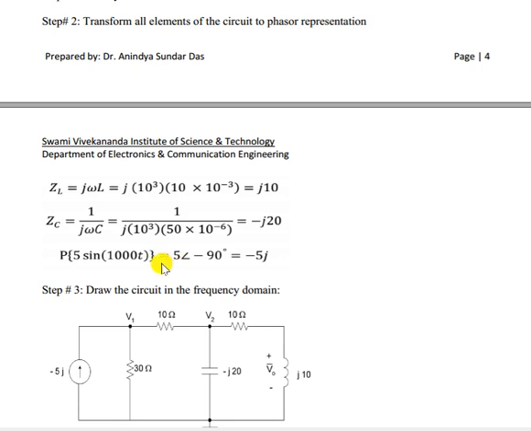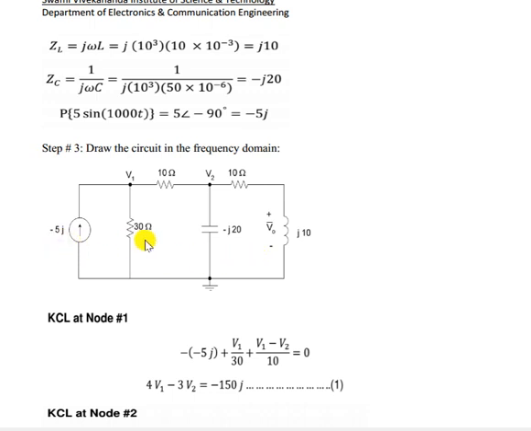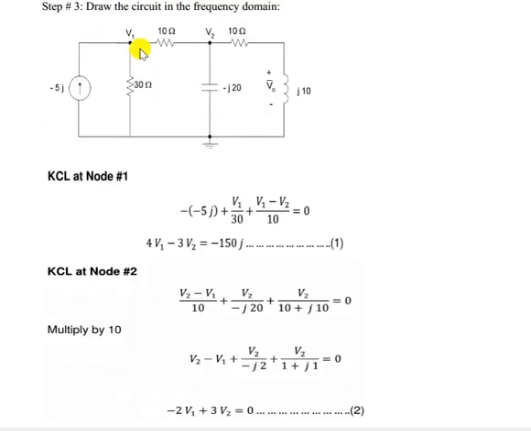So this value gives the result as 5 at angle minus 90 degrees, or minus 5j, because if you convert that into the cosine term, there will be minus pi by 2, so you are getting the minus 90 term, and you get minus 5j if you convert that from polar to Cartesian. Now we can put these values in terms of j.